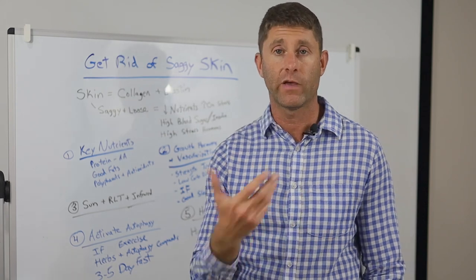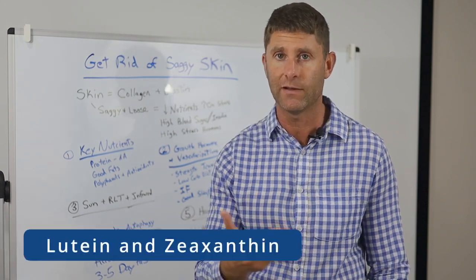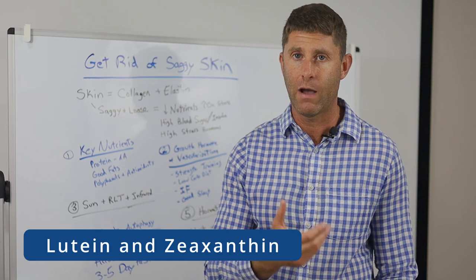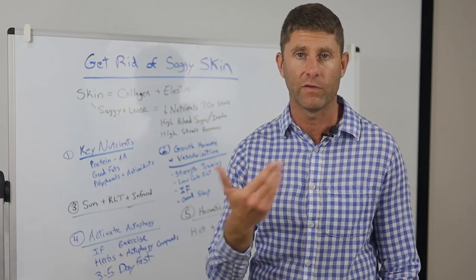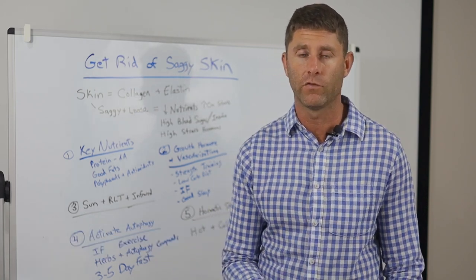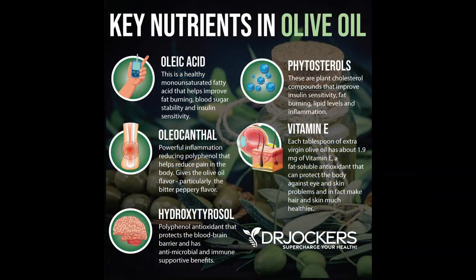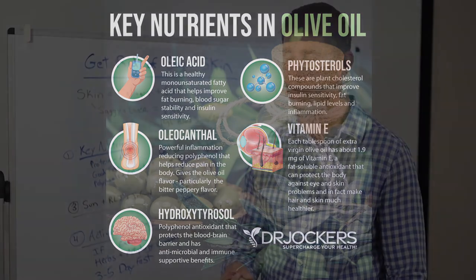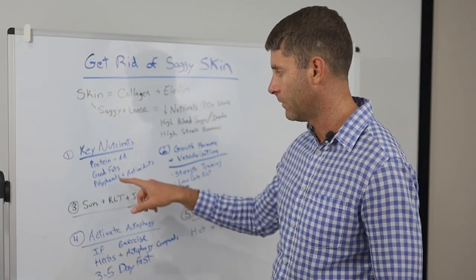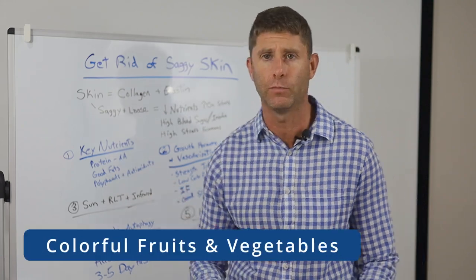Also, you have things like avocados, which are rich in lutein and zeaxanthin, which are these powerful carotenoid antioxidants that are very protective of skin health. So those are great. Extra virgin olive oil, which is rich in oleocanthal and hydroxytyrosol, great for skin health. Vitamin E as well. In the fresh pressed, ideally, extra virgin olive oil, that's going to give you the most polyphenols there. Colorful fruits and vegetables.